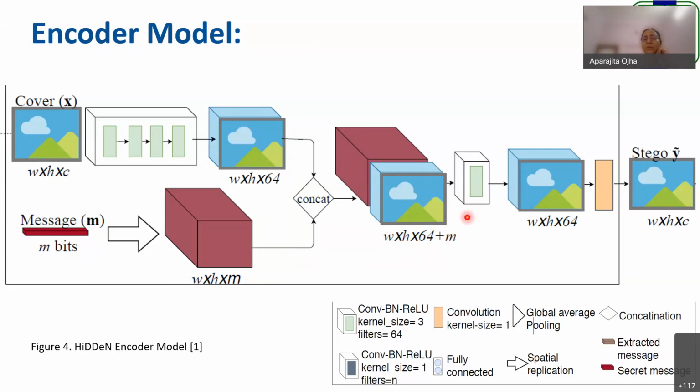I send this on, then transform it to W cross H cross 64. Then I apply a convolutional layer again to make it W cross H cross C, the same as X. The size is the same, and we compare this cover image with this image. The idea of data hiding is that the stego image, which contains the information, should not reveal it. So the difference between X and Y hat should be very small. That is the encoder model.